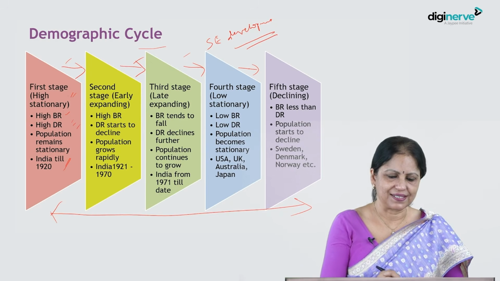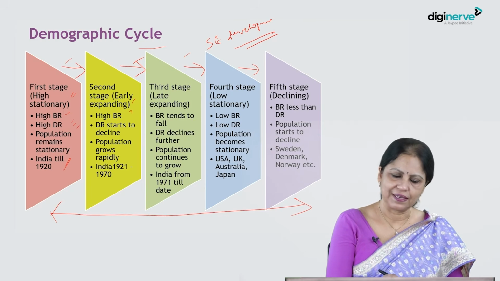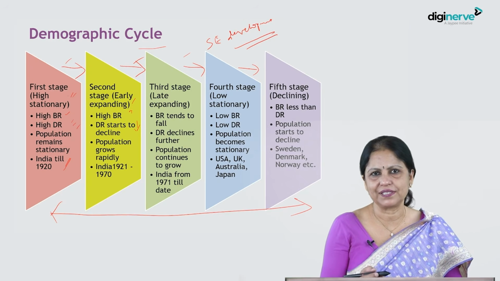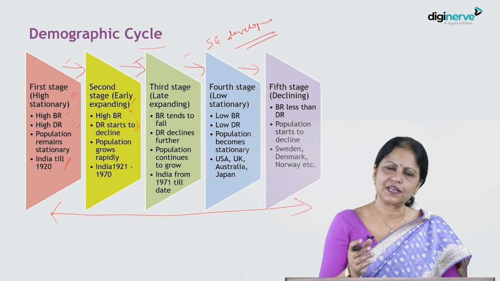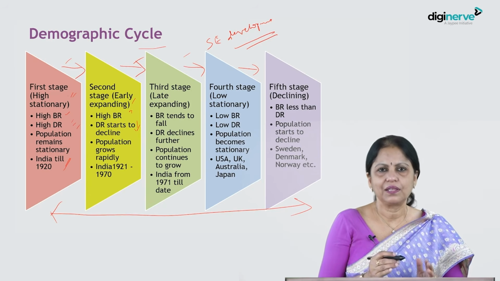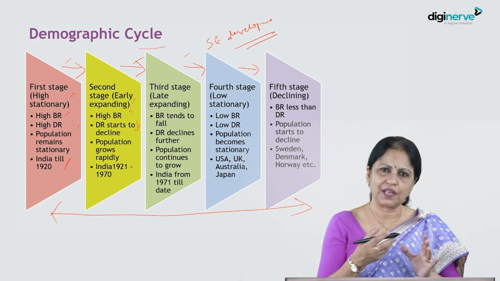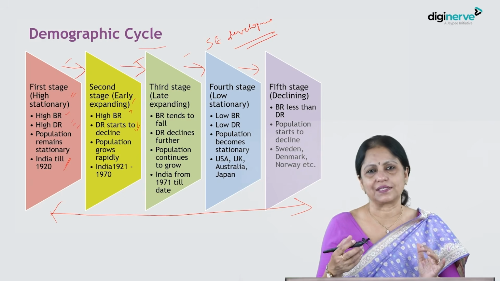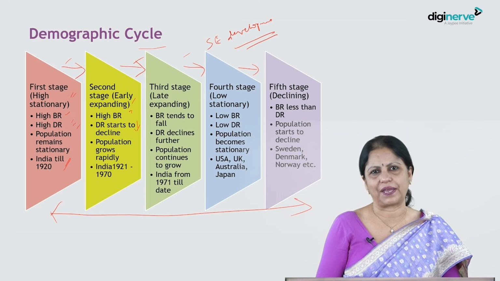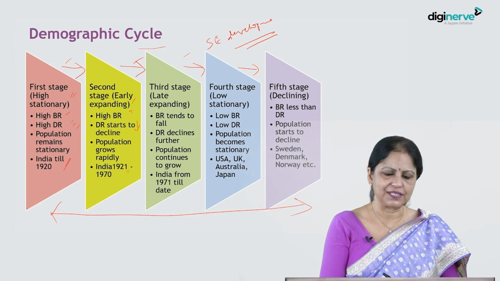So this is the first stage known as high stationary. So next is second stage. So this is named as early expanding. Here birth rate remains high, but death rate starts to decline. Because of developing health services, the diseases are controlled and the death rate starts to decline. So when death rate starts to decline, the population increases because birth rate is high, addition is more into the population, and death rate or elimination is less. So the population starts increasing. That is why it is known as early expanding. So India was in this phase from 1921 to 1970.